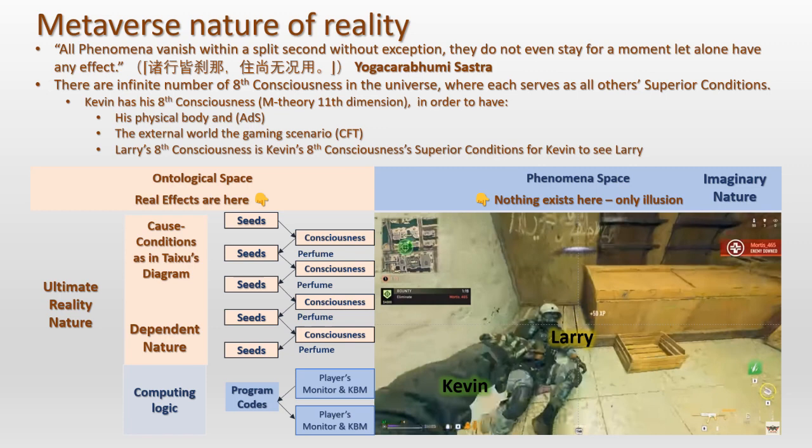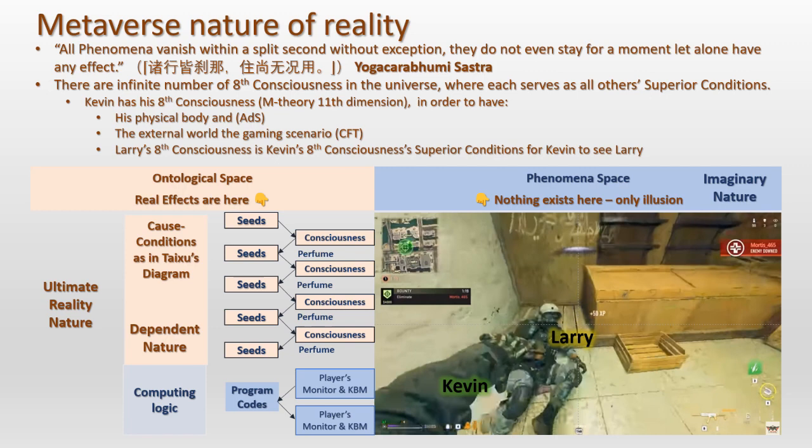Everything that happens in the phenomena space is just like the LED dots in the monitor screen, where they vanish within a split second. Therefore, naturally, effects do not happen in the phenomena space. In fact, nothing exists there. This is called the imaginary nature in Yogacara Buddhism.